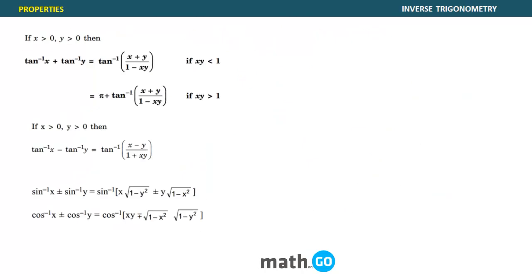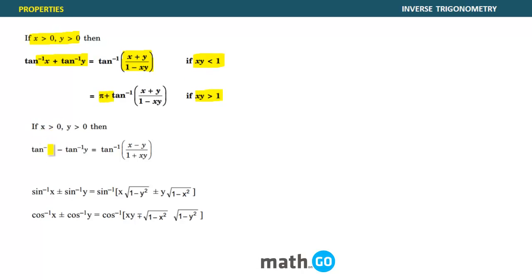Okay, let's do the next property, which is the summation of tan inverse. If you have both x and y positive, tan inverse x plus tan inverse y is nothing but tan inverse of (x plus y) upon (1 minus xy). Now this is split into 2. Remember that if the product is less than 1, then this is the formula. If the product is greater than 1, then you will have to add pi.